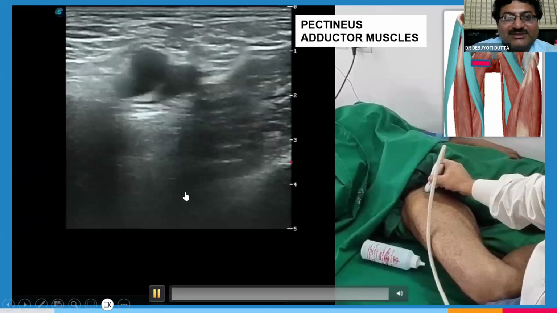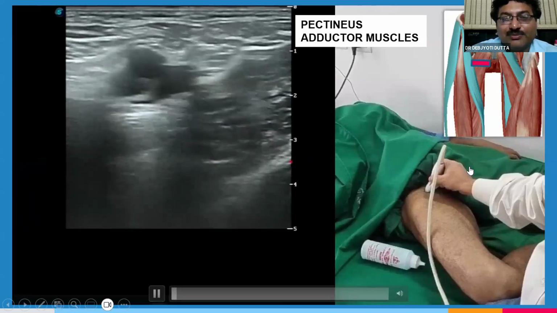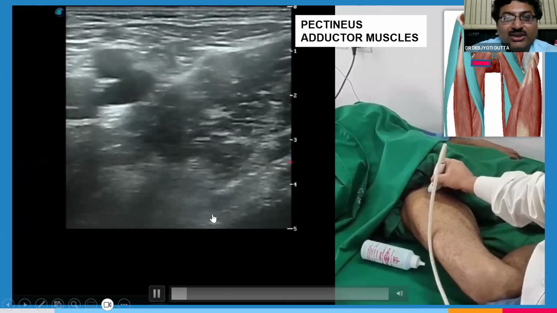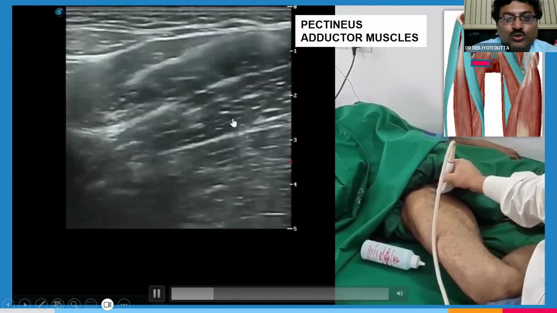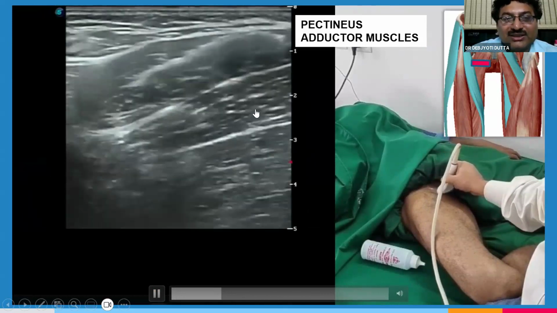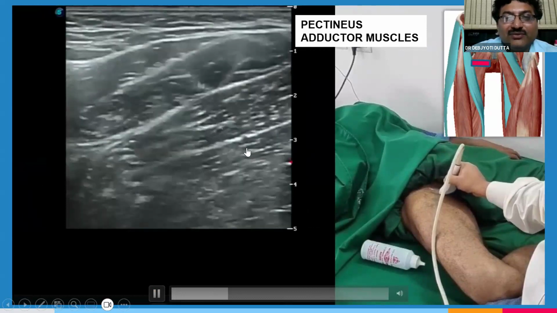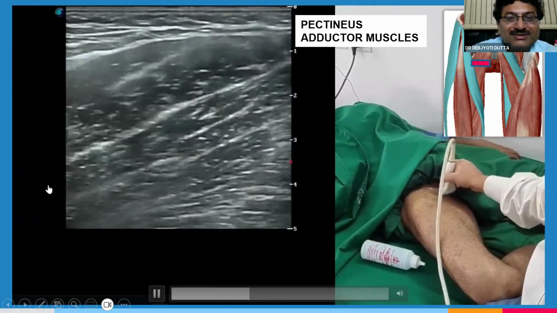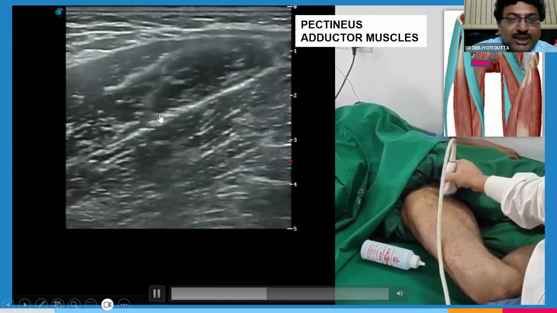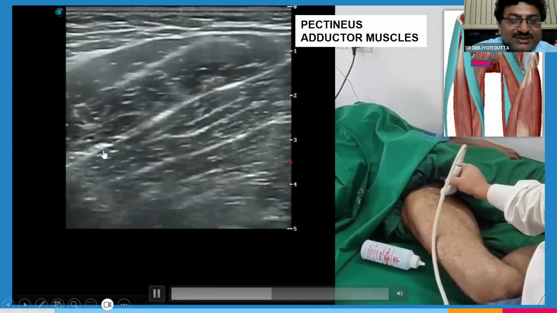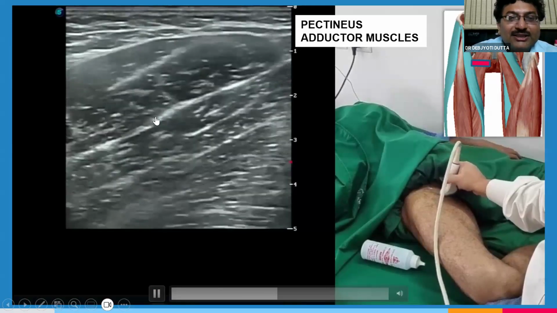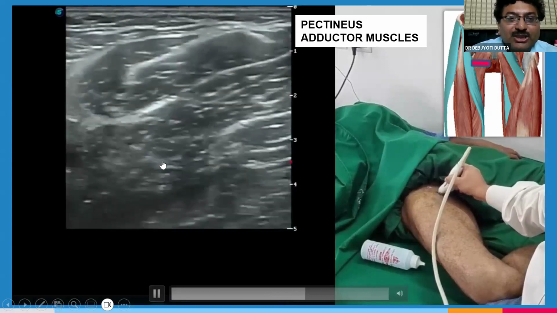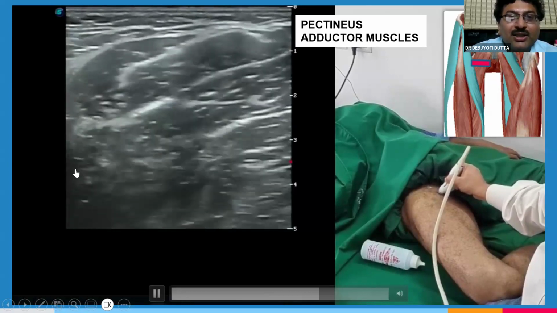Next is the adductor muscles. To see the adductor muscles, see the limb position. The limb should be placed like this. Then we have to see between these two planes. Above is the adductor longus, then we have the adductor brevis, then the adductor magnus, and on the other side we'll have the pectineus. Within this line, sometimes we can see vessels and nerves, branches of the anterior branch of the obturator nerve, and here the posterior branch of the obturator nerve, and this is the pectineus muscle.